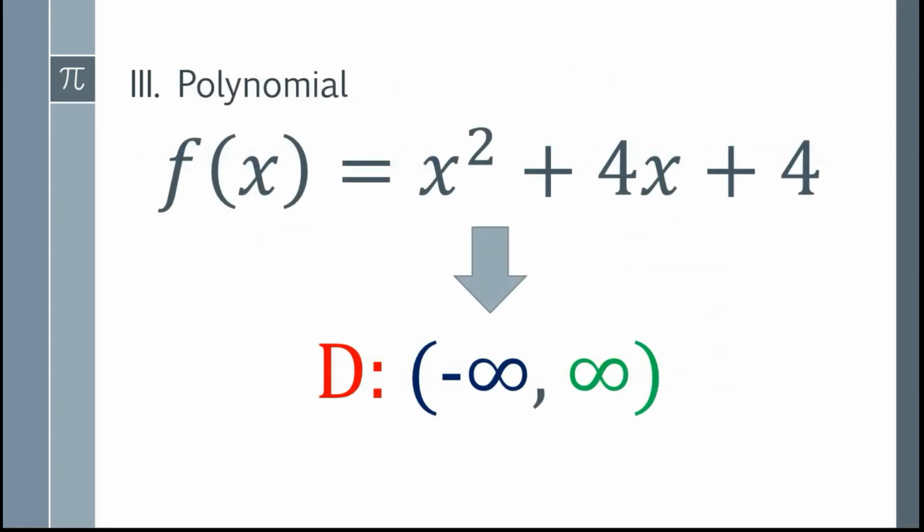Now, let's start with the first one, polynomial. If you have a polynomial like this one, with no square root or radical sign and no denominator, the domain will always be negative infinity to positive infinity.